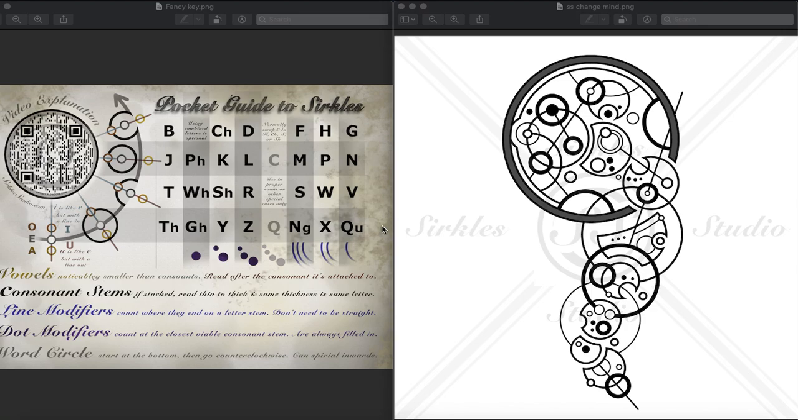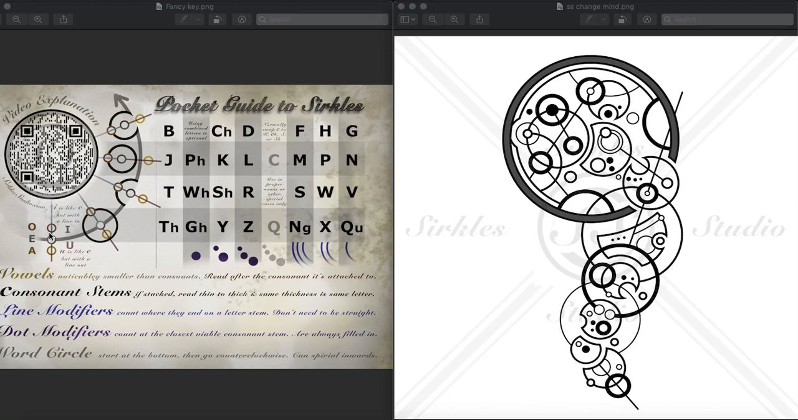Hello and welcome to the transcription explanation of this design. It was done using Loren Sherman's script, which uses a combination of dot modifiers, like these, and line modifiers, which can either be straight or curvy, in conjunction with these four different shaped letter stems to make our consonants.